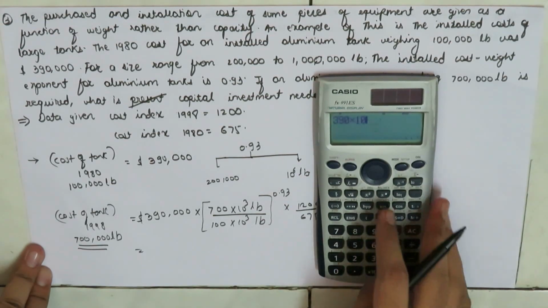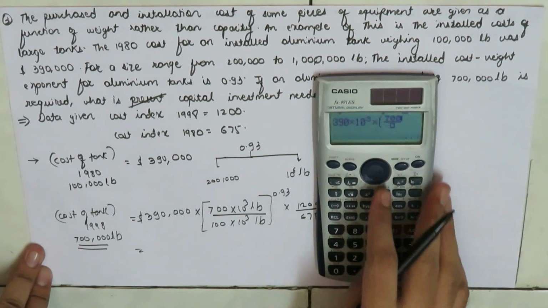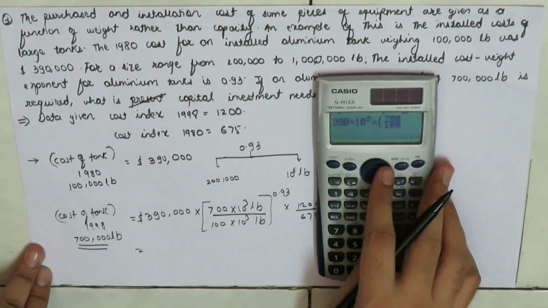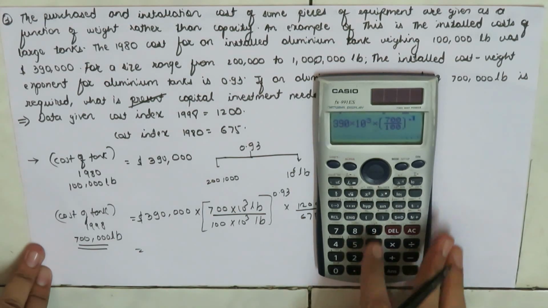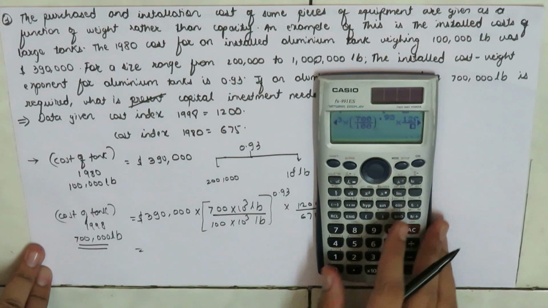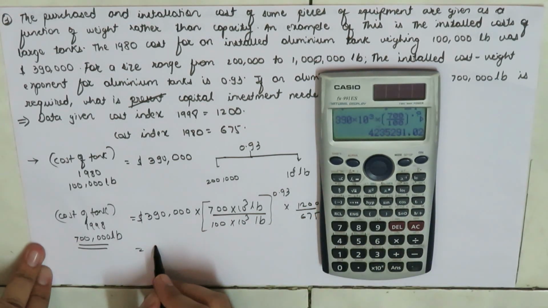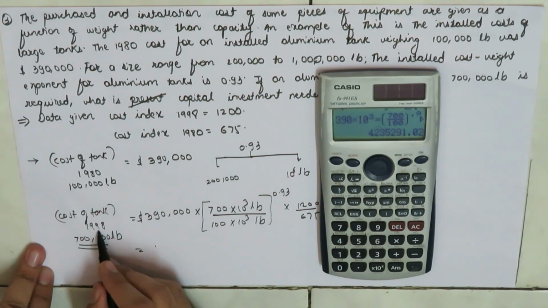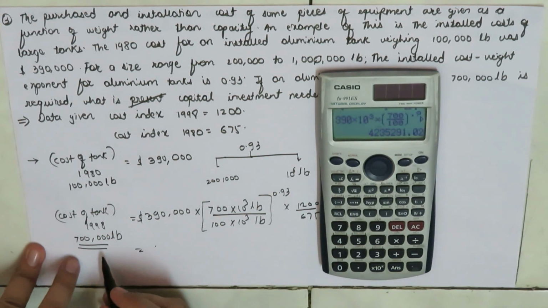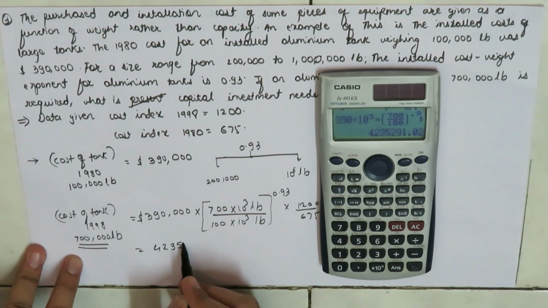which is equal to 390 into 10 to the power 3 multiplied by 700 over 100 to the power 0.93 multiplied by 1200 divided by 675. So here the cost of the tank in 1998, whose weight was 700 into 10 to the power 3 pound, is $4235,291.02.